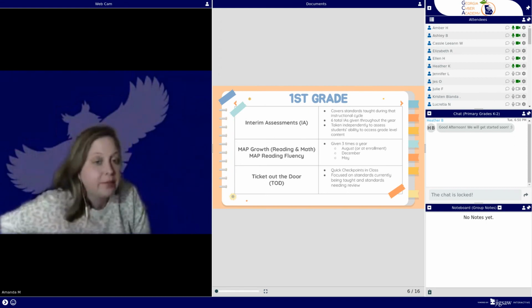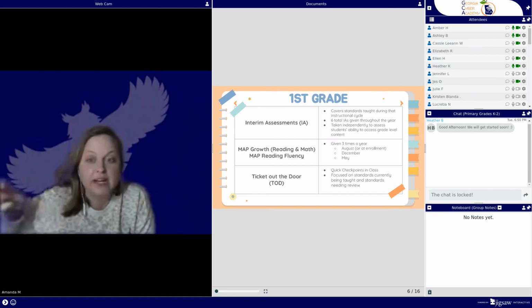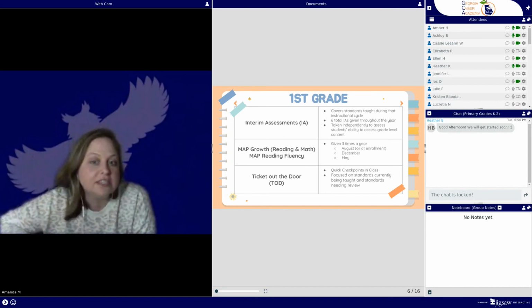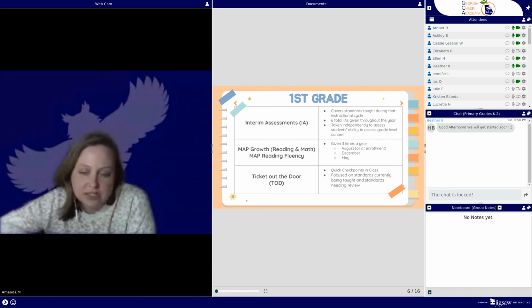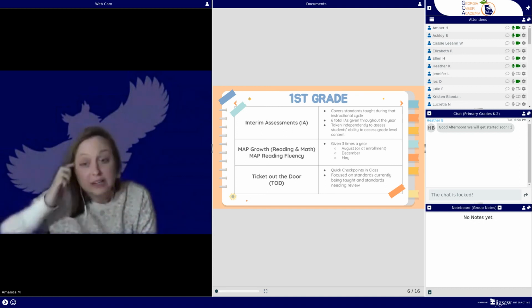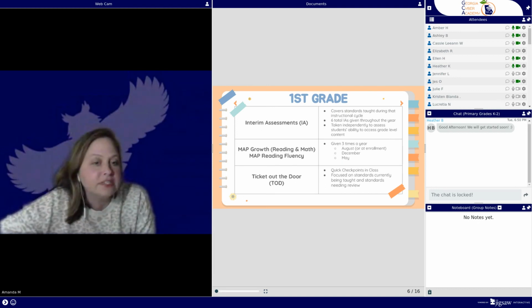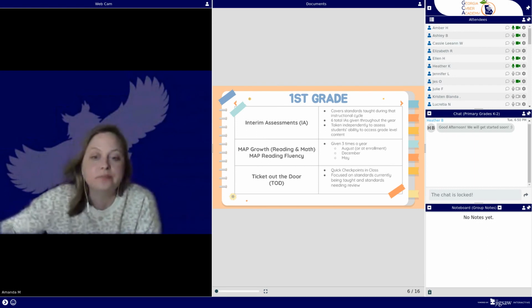They also take that MAP reading and math growth as well as the MAP fluency. And again, that's the same time frame, August and then December and May. And then they also do the ticket out the door assessment. Focusing on quick checkpoints, these are completed in class. The teachers help make these, and these are usually quick, about 5 to 10 questions at the most, but usually around 5 for our kiddos, focusing on standards that are currently being taught in class and those standards that are needing review.